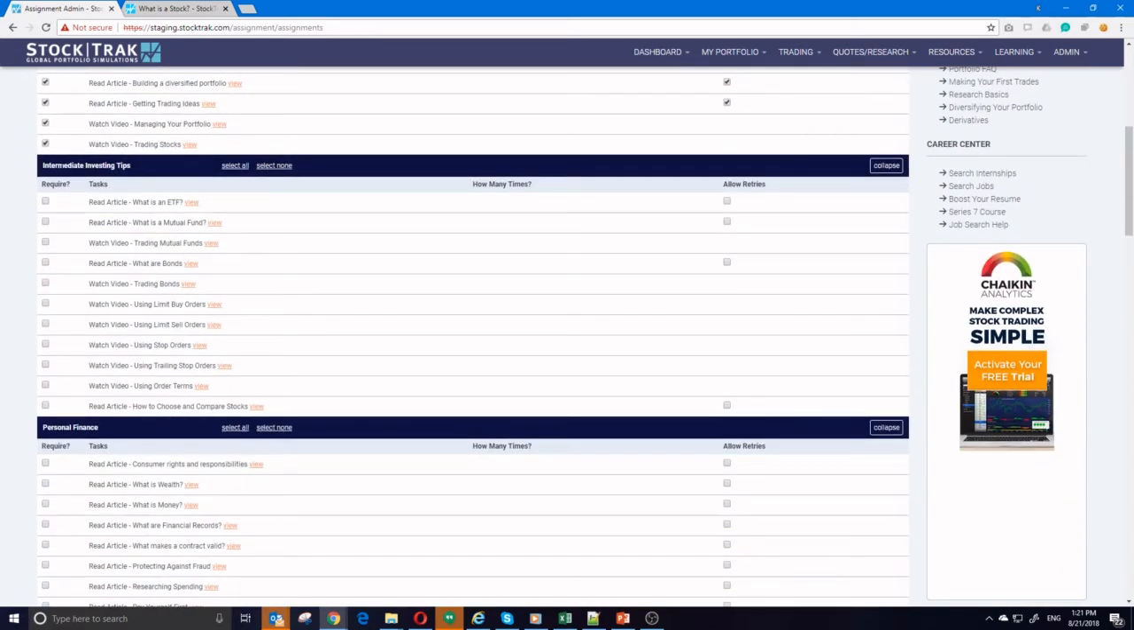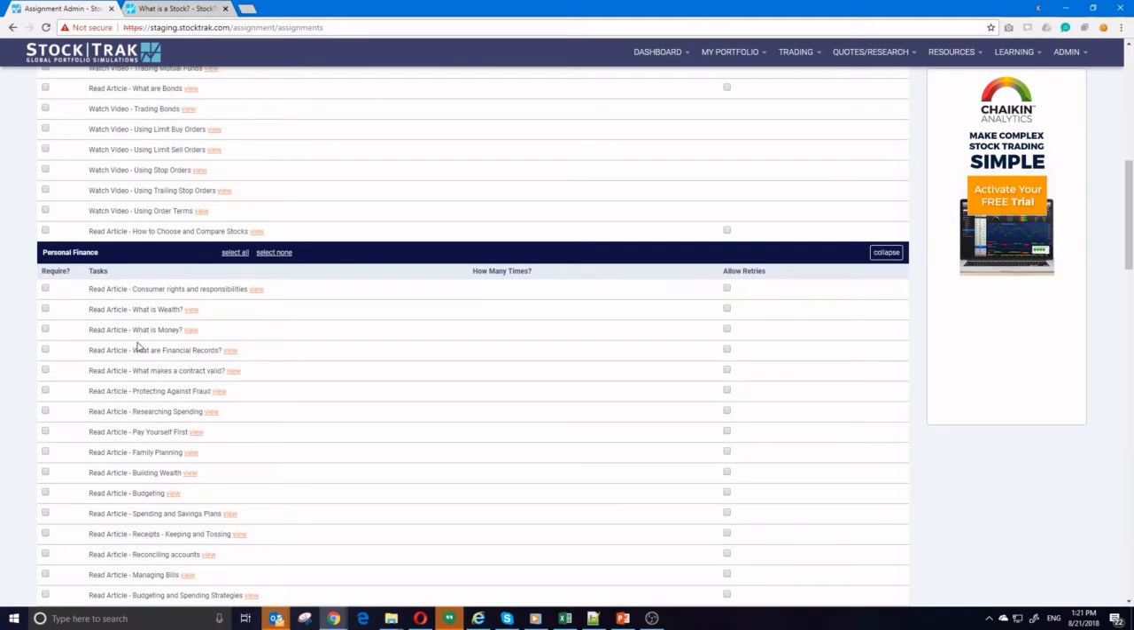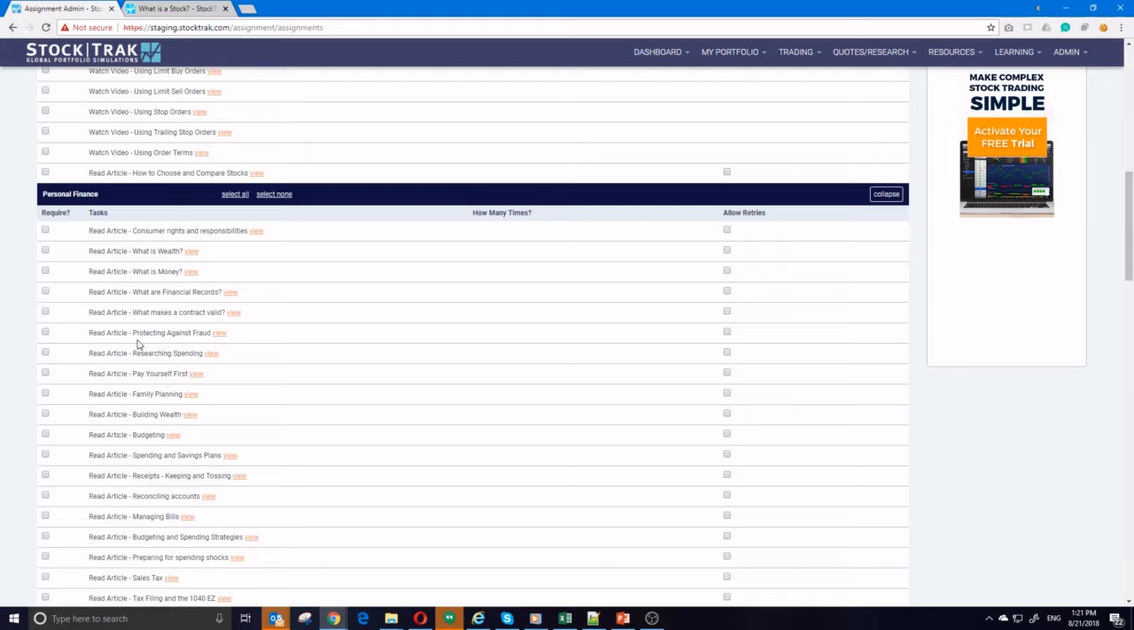Next, we have our intermediate investing tips. This has a few more articles and tutorial videos walking your students through using things like limit orders and stop orders, but also mutual funds and bonds. After these first 25 items, we start getting into things specific for personal finance.